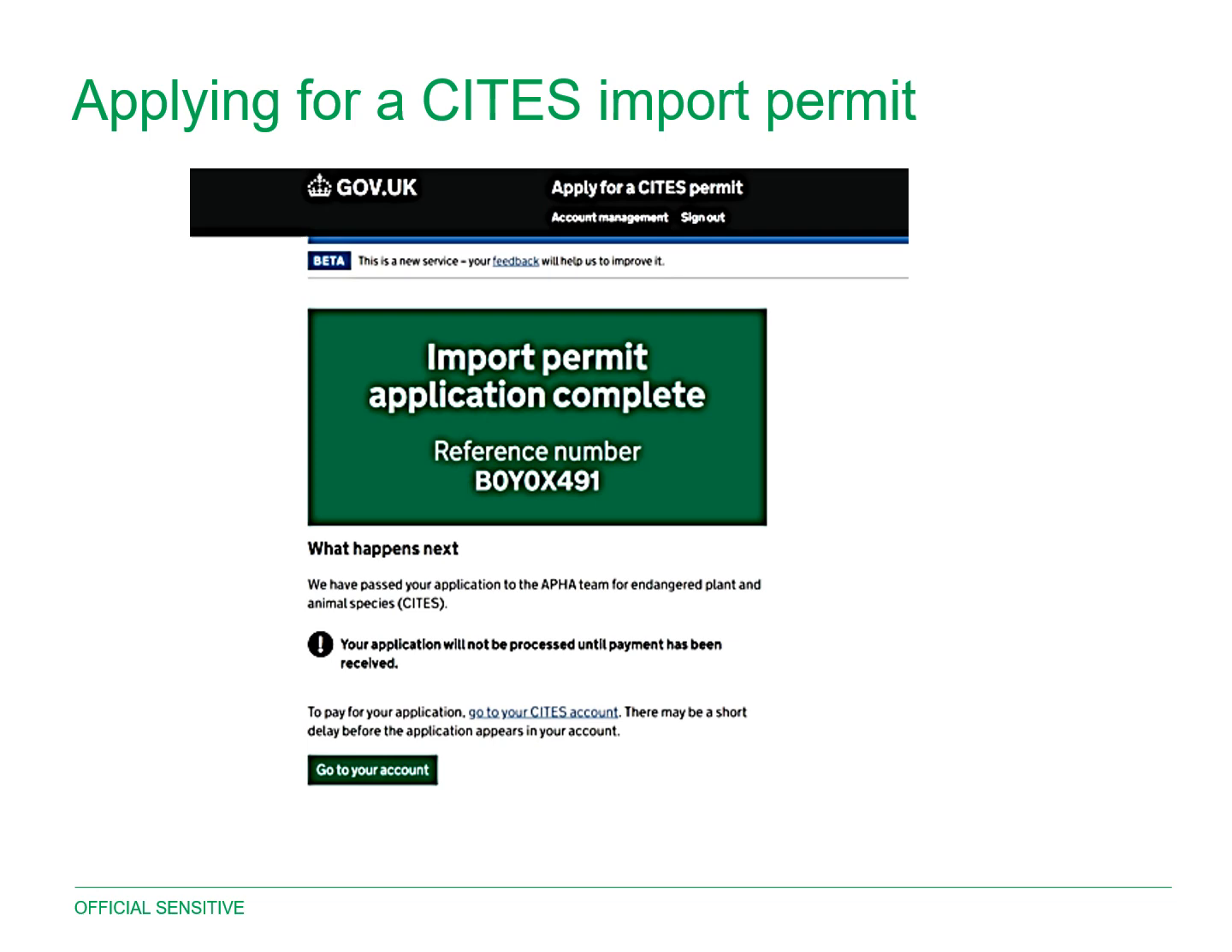Once submitted, you will receive an application reference number and a summary of what happens next with your application. The reference number is not a CITES permit number. It is a reference number that refers to your submitted application so you can track its progress. It also provides a link to your CITES account where you can pay for your application and check the progress of your application once you have paid. Click Go to your account.